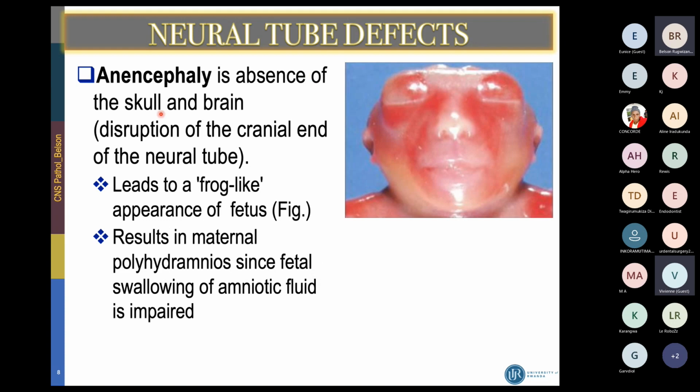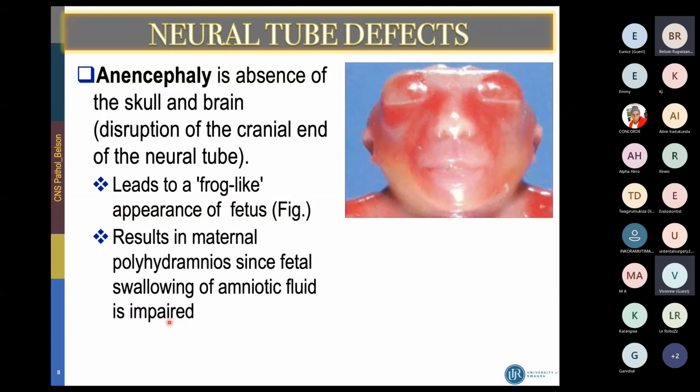So you see here it is anencephaly, so you see where eyes should be, but there is no brain. So there is no brain. I think you can see it clearly. There is absence of the skull and the brain. This leads to a frog-like appearance of the fetus, as you see here, resulting in maternal polyhydramnios since fetal swallowing of amniotic fluid is impaired.